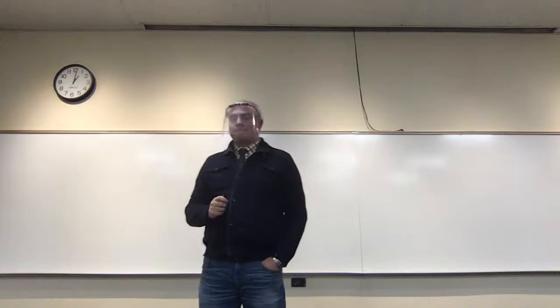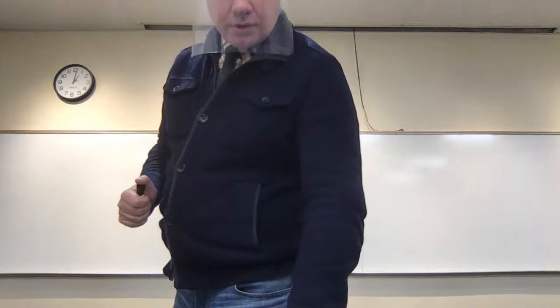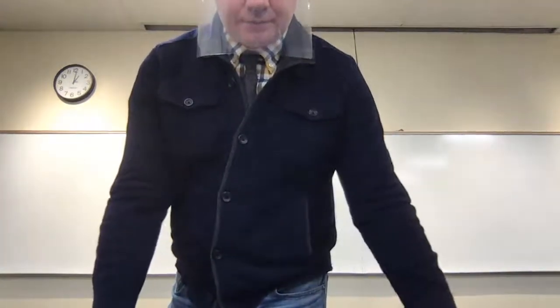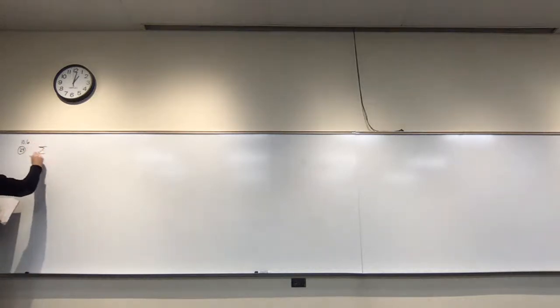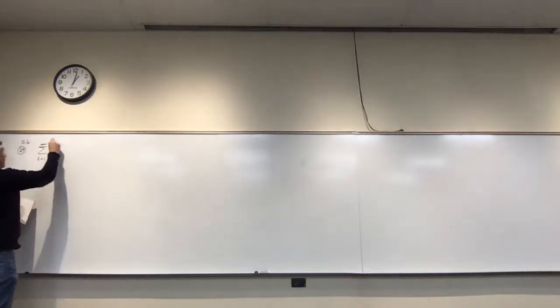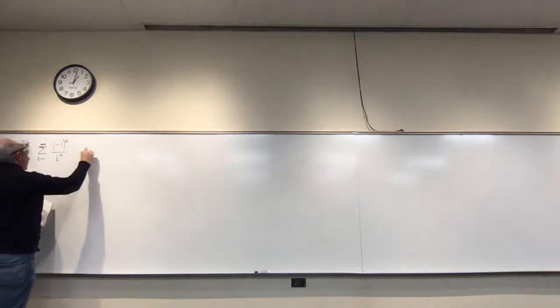Number 29. On which one? 10.6, number 29. Okay. Let me see. Okay. This is 10.6. And we have the sum, k going from 1 to infinity, of negative 1 to the k, divided by k to the fourth. And they say n equals 4.